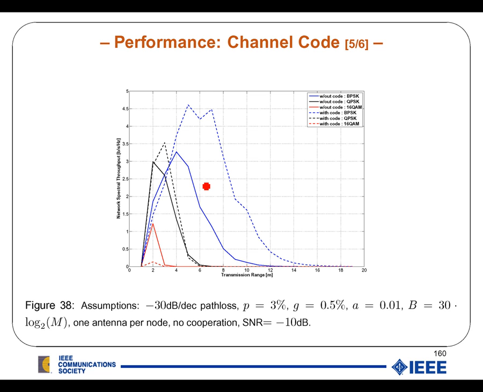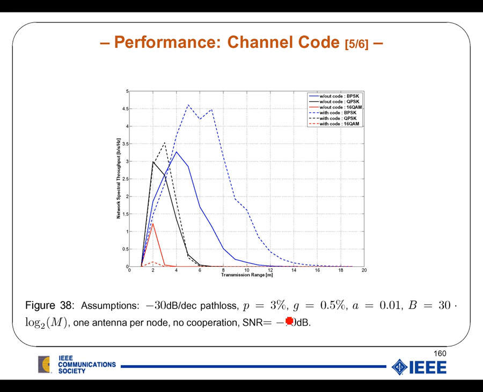Now in terms of the channel code, we pose the question: is it really useful to utilize a channel coder from a spectral throughput point of view? Because bear in mind, if you use a channel coder, you are effectively reducing the spectral efficiency because you add redundancy. We are talking now of a signal to noise ratio of minus 10 dB, so it is very low. We have no cooperation and 1 antenna per node. And again, we have the 2 families here. One family, the solid line, is without a channel code, and the dotted ones are with a channel code.